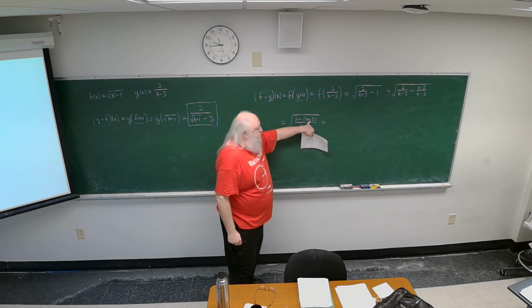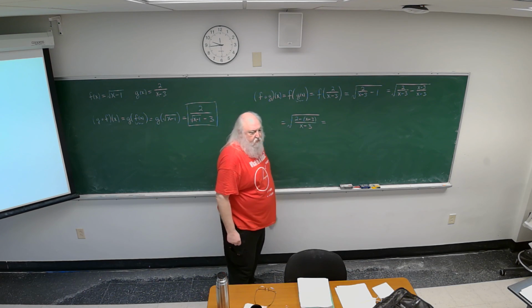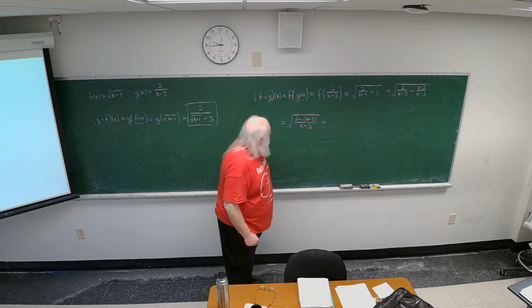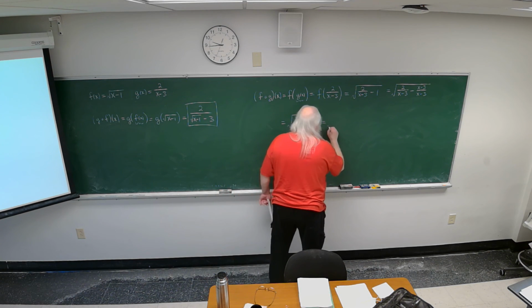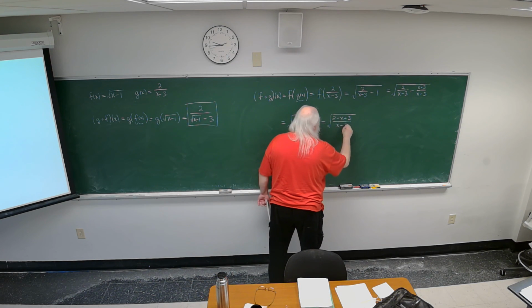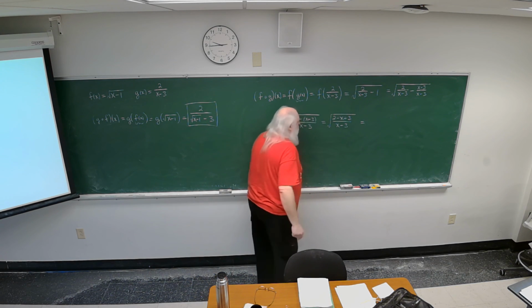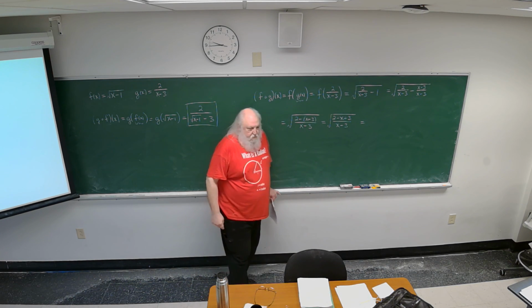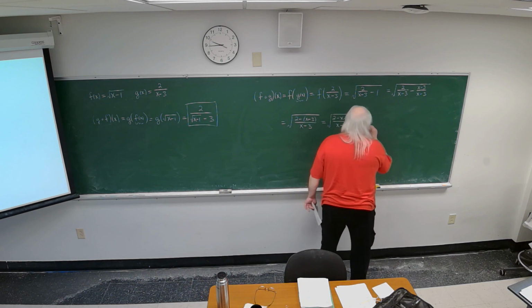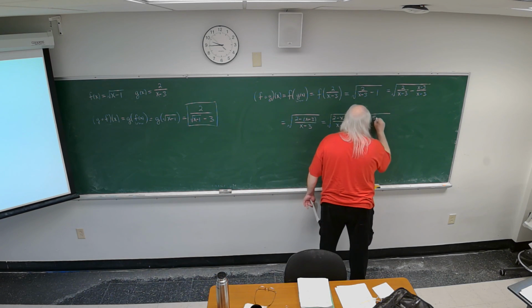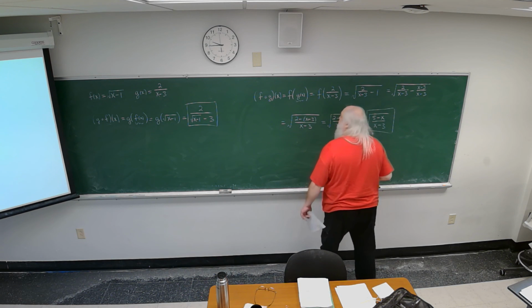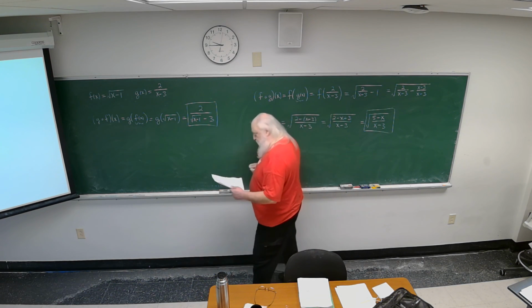If you don't put x minus 3 in parentheses, you'll subtract the first term and not the second term. And now when you distribute the minus sign inside the parentheses, you have 2 minus x plus 3 over x minus 3. And 2 plus 3 is 5. So this is equal to the square root of (5 minus x) over (x minus 3). So that's the composite of f with the function g.